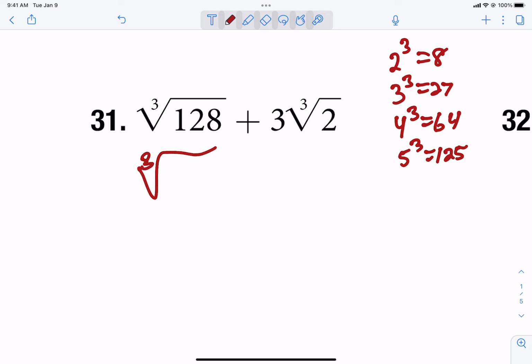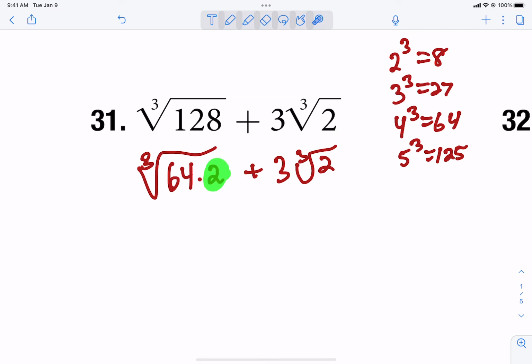Well, 128 is 64 times 2. Now, one hint that I'm looking for a multiple of 2 is the fact this one has a 2 stuck inside. So why not find maybe the 2 that's over there? Because 64 is on my list, so it's a perfect cube. It's 4 cubed. So that brings a 4 out in front, leaves a 2 inside.